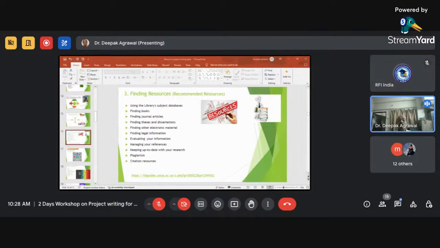Whenever we talk about resources, the very first thing that comes to our mind is the internet. In case there is a power break, please be patient. I will shift to the hotspot in that case.